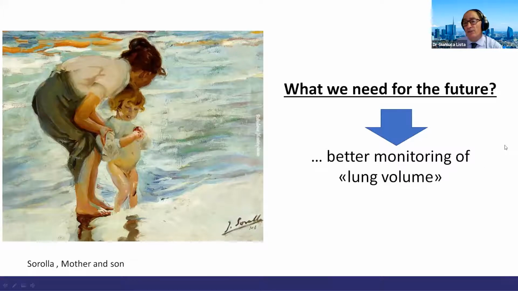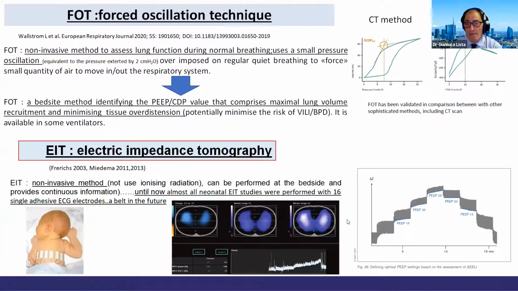What we need for the future? I think that for the future, we have to try to use a better monitoring of the lung volume. And recently, two techniques seem to be very promising in order to give lung volume monitoring. The first one is the use of the forced oscillation technique.